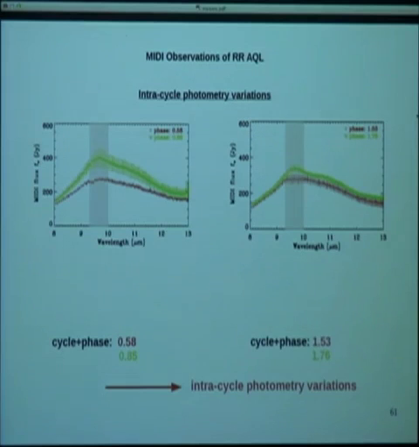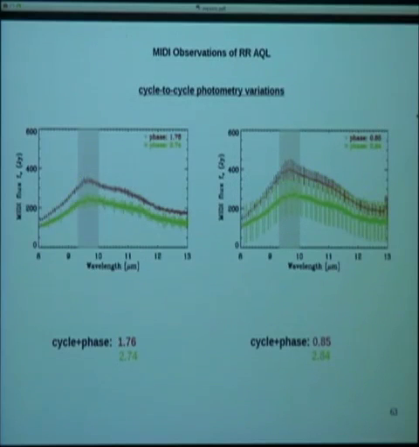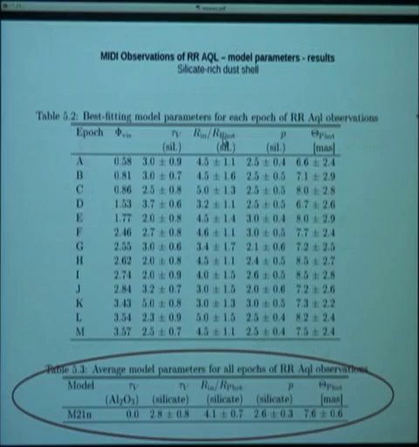And so we have some uncertainties, and this needs to be confirmed by additional, more precise observations. Again, for cycle-to-cycle photometry, we do see some variation, but we have some large error bars in this case.